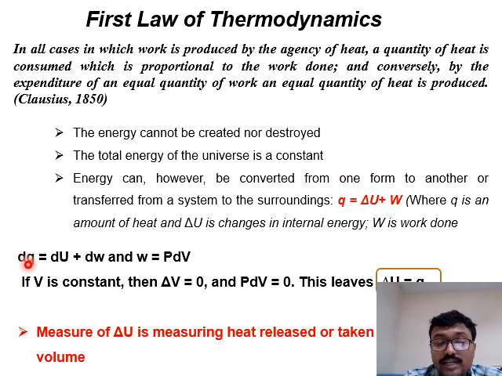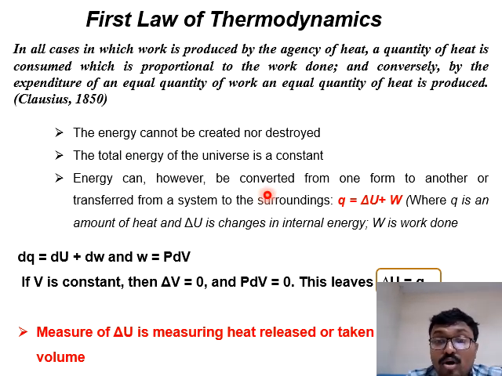dQ is the amount of heat we apply to a system. It will increase the internal energy of the system, plus it will produce some work. So this relation, dQ equal to dU plus dW, is called the first law of thermodynamics. Energy cannot be created or destroyed, so the total energy of the universe will be constant.